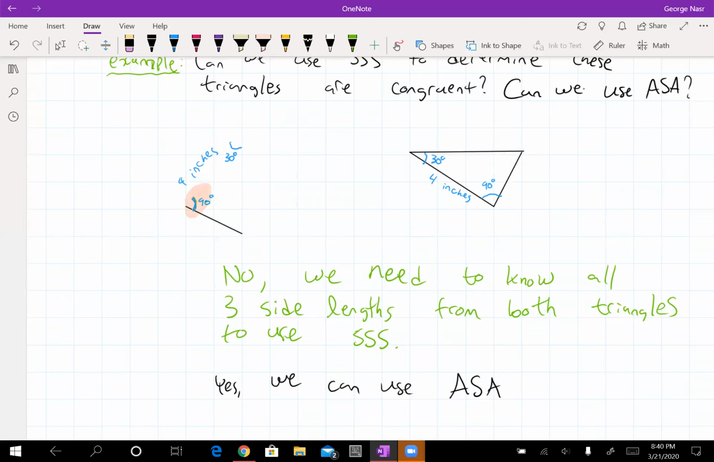So for example, this side right here is not in between those two, the 30 degrees and the 90 degrees, and so we couldn't use it in that case. So when we say angle, side, angle, the side we're dealing with has to be in between the two angles.